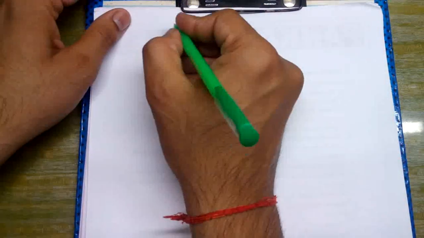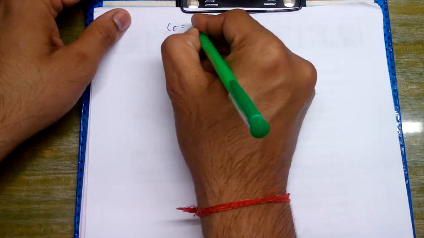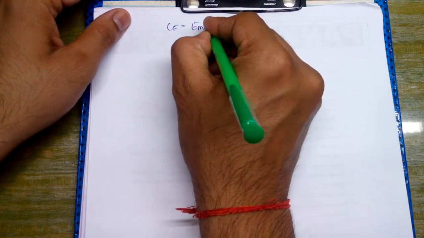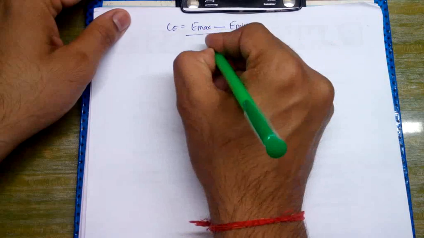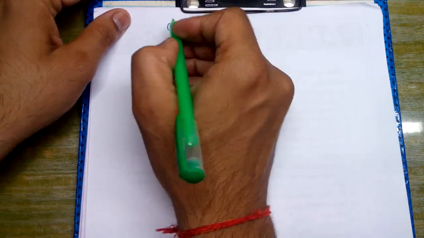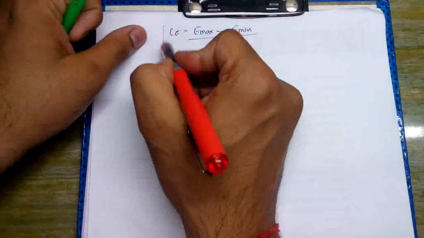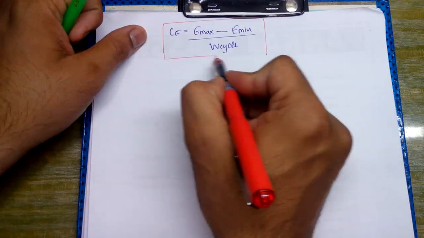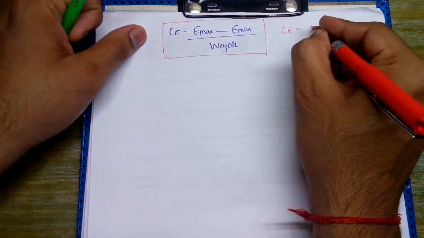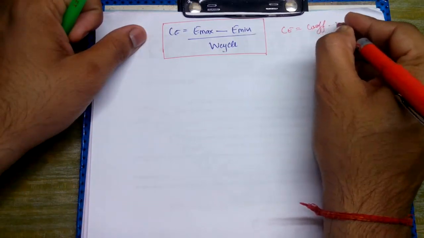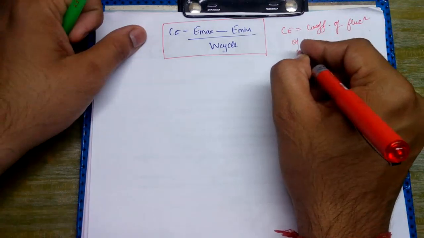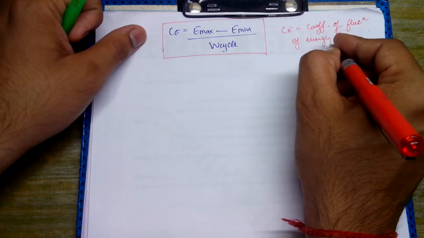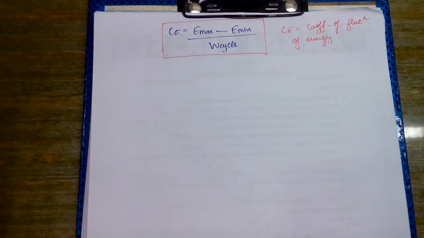Now we will define another important parameter, that is CE, and CE is equal to E max minus E min upon W cycle, such that this CE is called the coefficient of fluctuation of energy. Okay, for the flywheel.